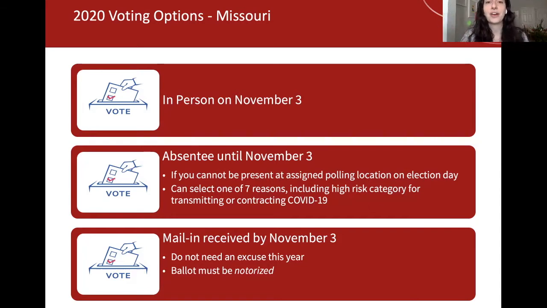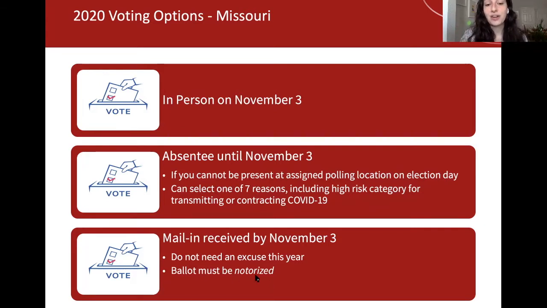So if you fall in that category, you can vote absentee. This year, there's also an expansion on the mail-in voting. You don't need an excuse to vote mail-in this year, and a lot of people are utilizing that in order to maintain their safety during the pandemic.